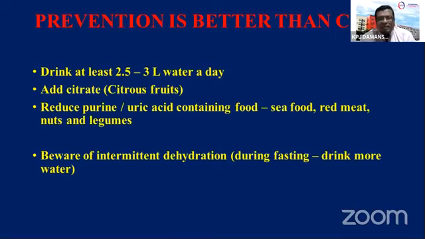Then, of course, some people talk about reducing oxalates. Oxalates are found in coffee, tea, Coca-Cola, and chocolate. So, to some extent, you reduce that amount of salt.